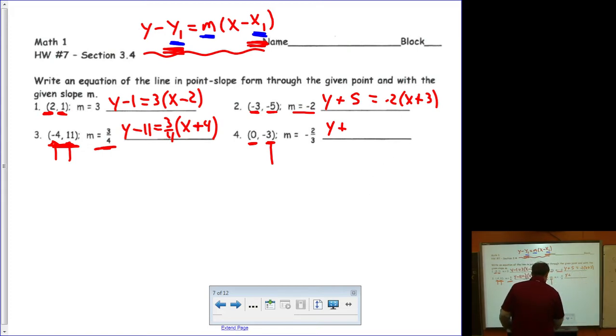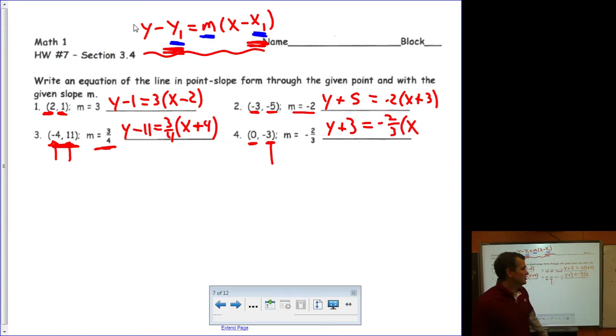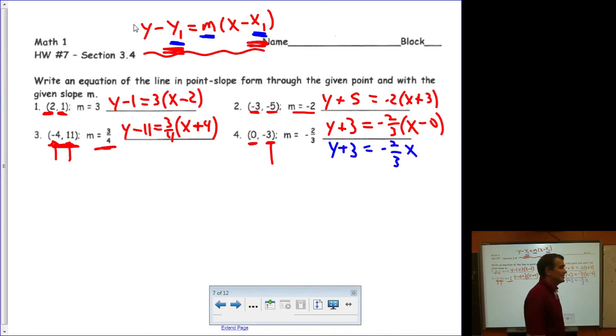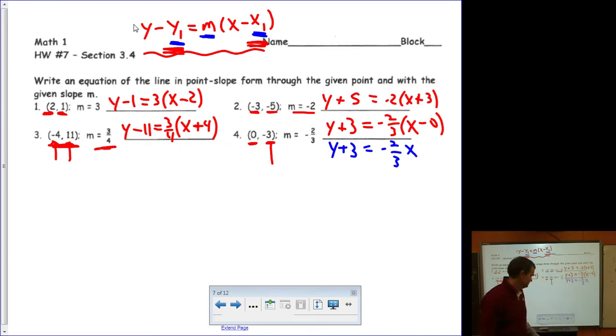And that will equal the slope, which is -2/3, times x minus the x value, which is 0. So this one can probably be written better as y plus 3 equals -2/3 x, and I don't need the -0.